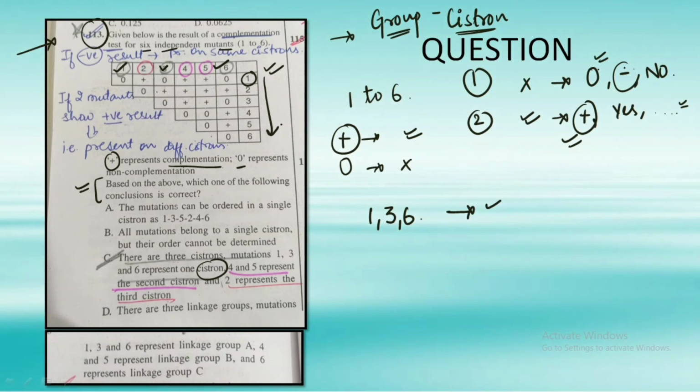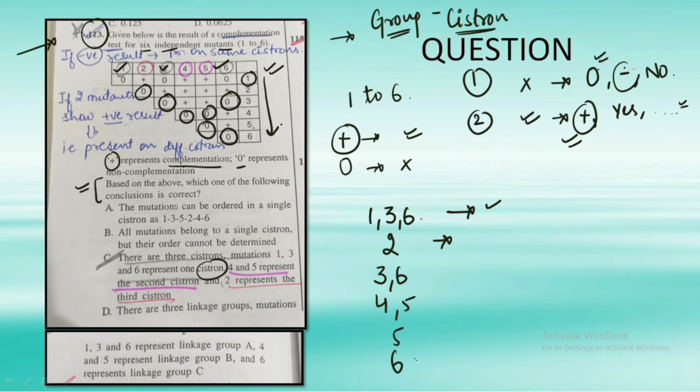In the second row we have only one negative, that is 2. And in the third row we have 2 negatives, that is 3 and 6. So just write down 3 and 6. In the fourth one we have 4 and 5. So write down 4 and 5. In the fifth one we have only 5. And in the sixth one we have only 1, that is 6. So this is the information that we have got. So what we have done till now is that we have just written down all the negatives that are present in each of the rows.